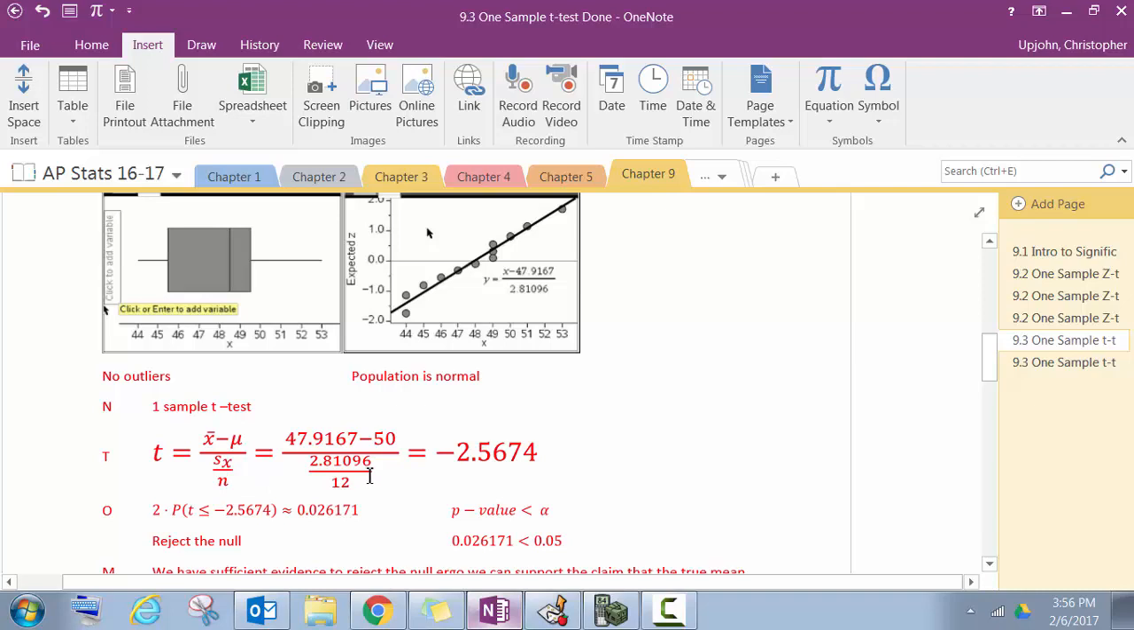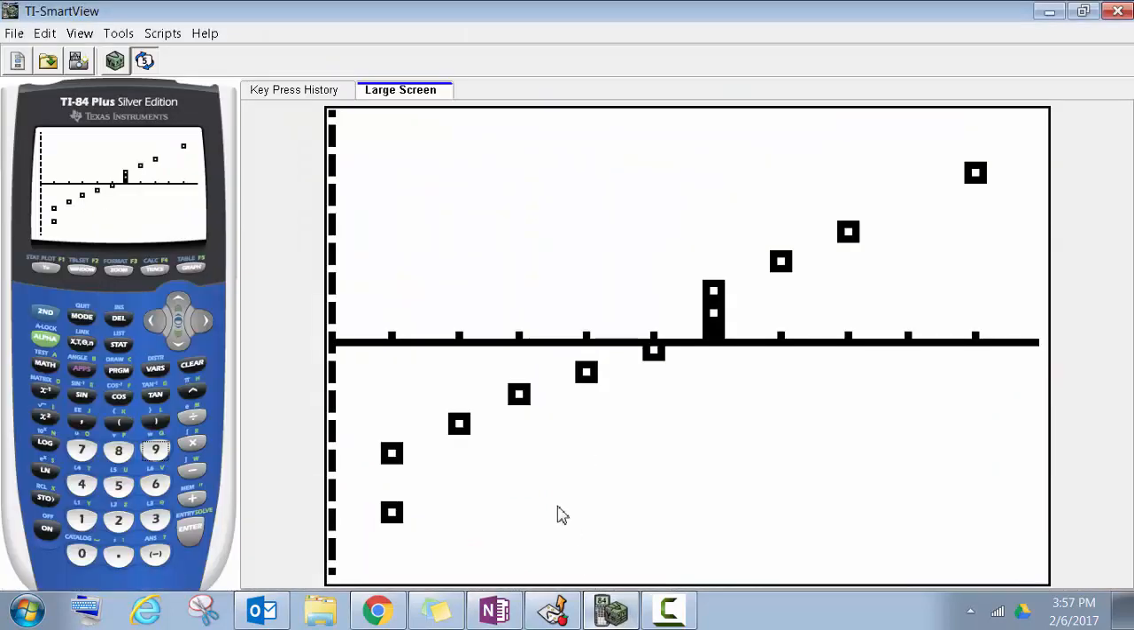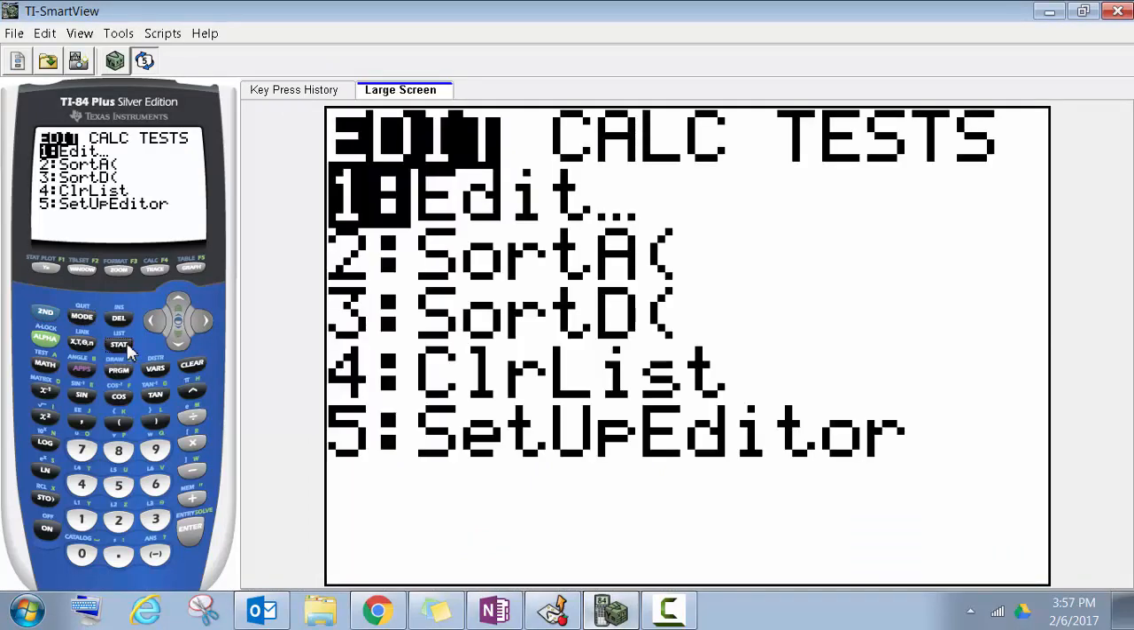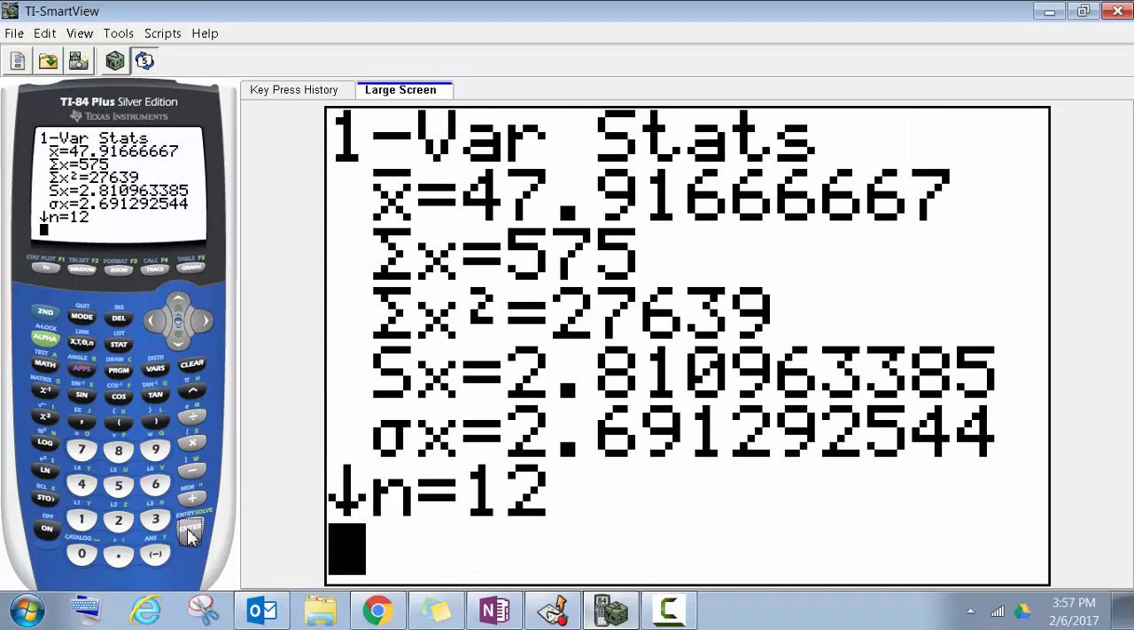So we get this. We get a t-score of negative 2.5674. Again, we got the mean because we had to find the mean of this data. Now on the 84, it didn't quite show it. So, stat, calc, one variable stats, and it gives you x bar, and s, 2.8109. So we have what we need there.